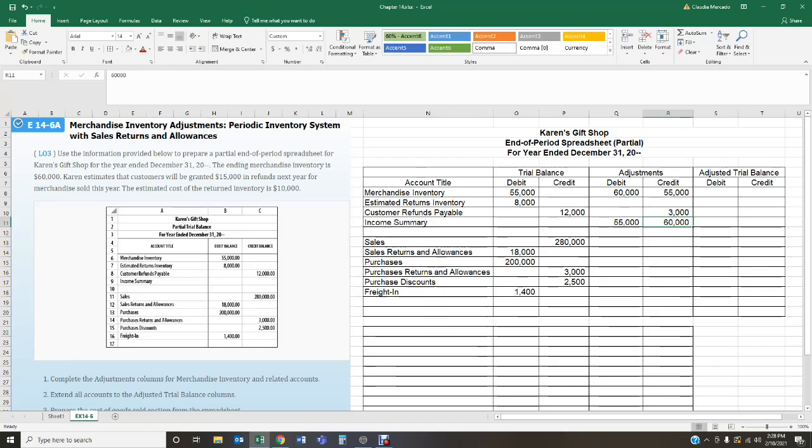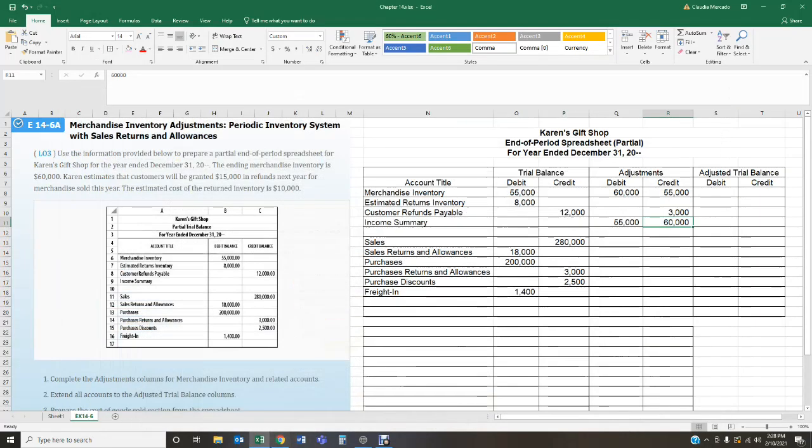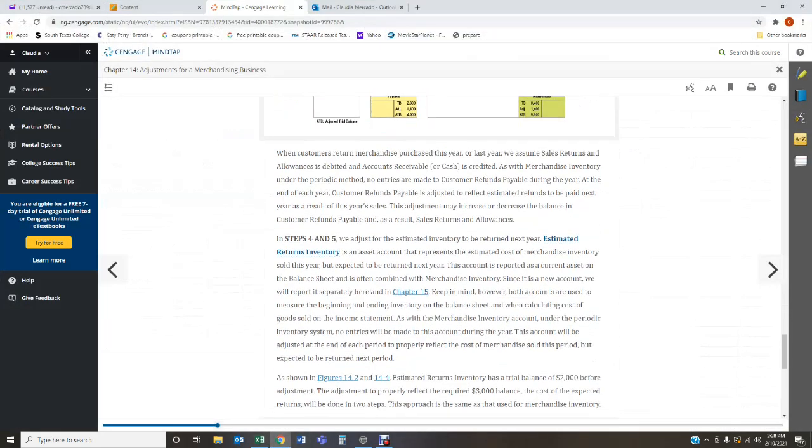And then we're going to debit. What are we going to debit? Let's go back. We're going to debit sales returns and allowances. Sales returns and allowances is going to be debited $3,000. And if you notice, debits must always equal credits. So that happened in step 3.